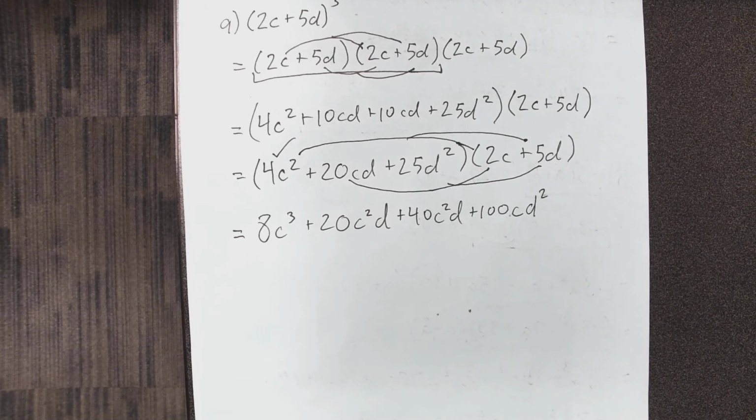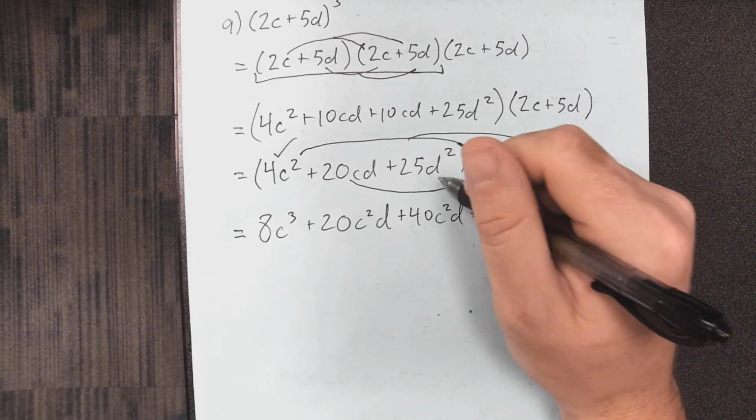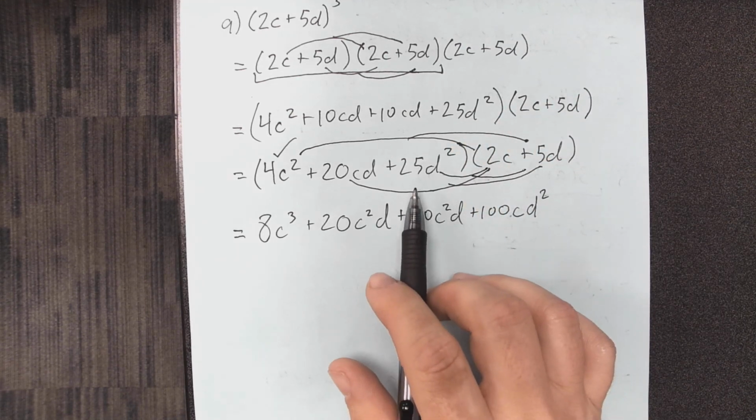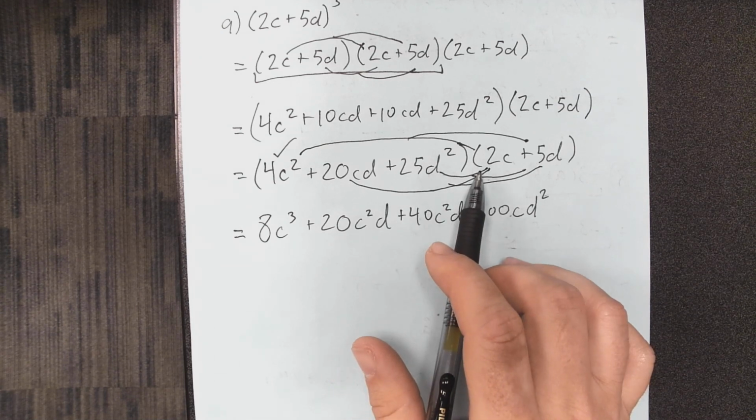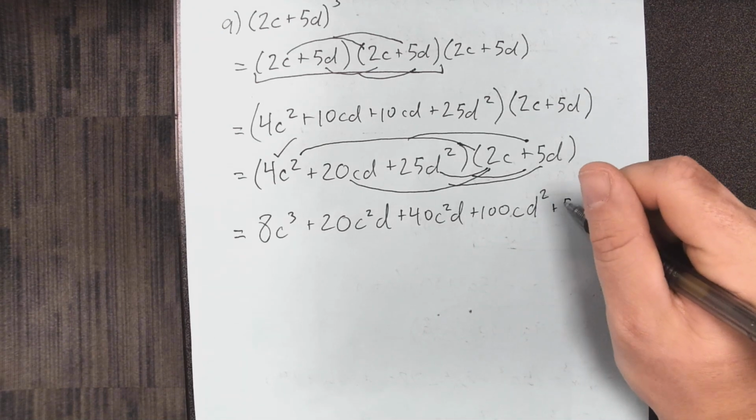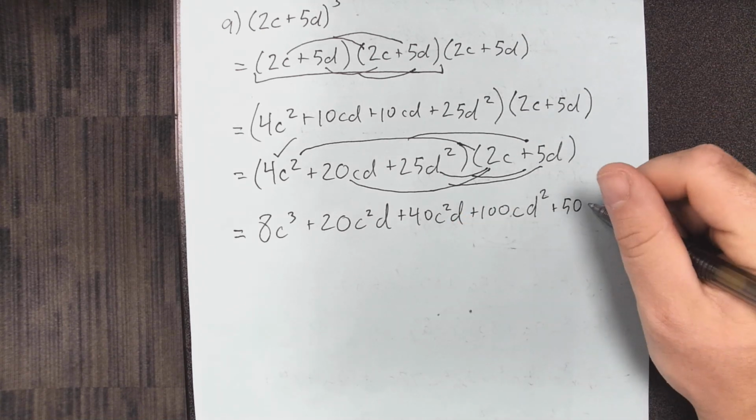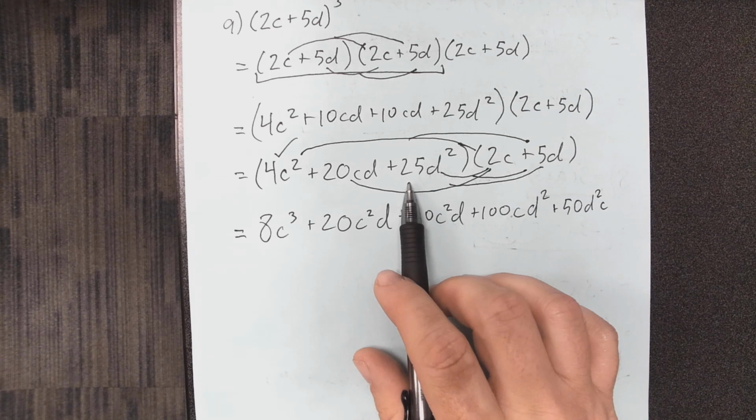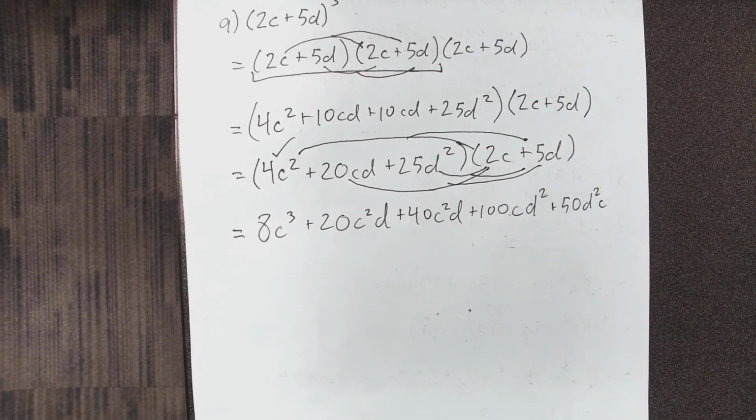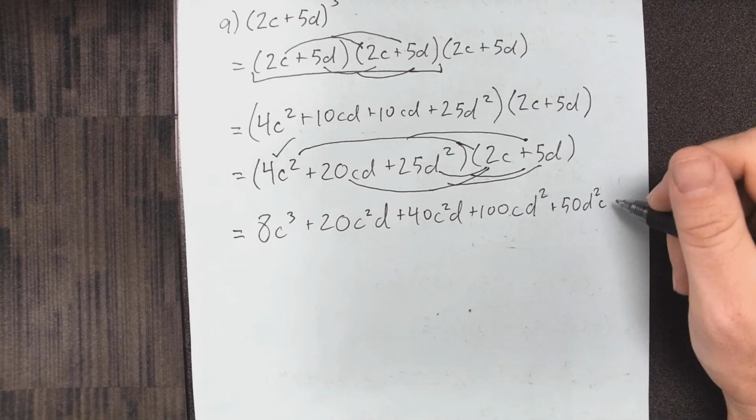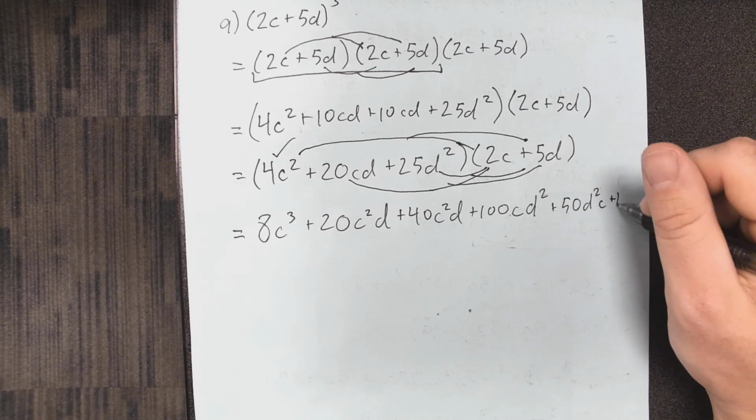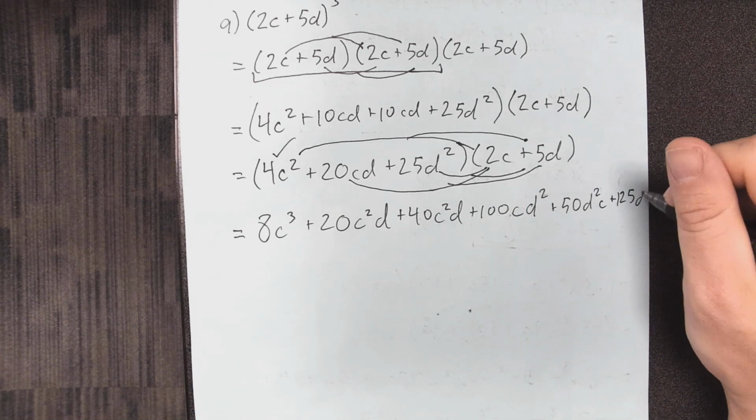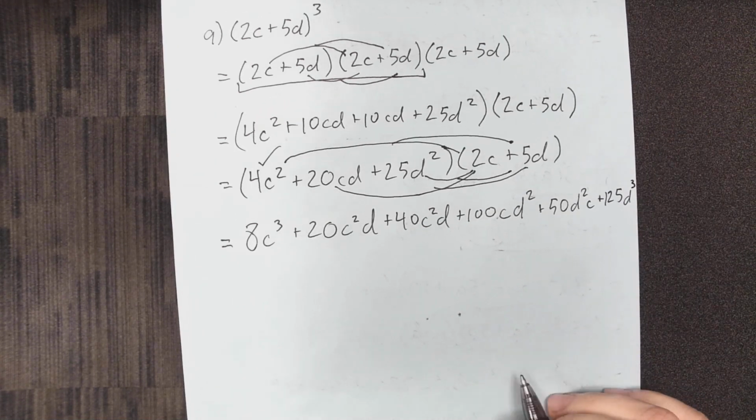We're almost done, I promise. Now distribute the 25d squared. So 25d squared times 2c, so 25 times 2 is 50. Then I got d squared times c. And finally, a sigh of relief, we're at the last one. 25d squared times 5d. So 25 times 5 is 125. And then d squared times d is going to be d cubed. Almost running out of paper there.